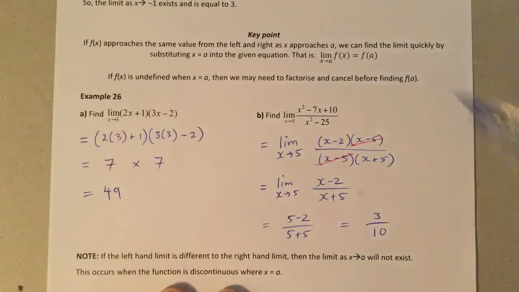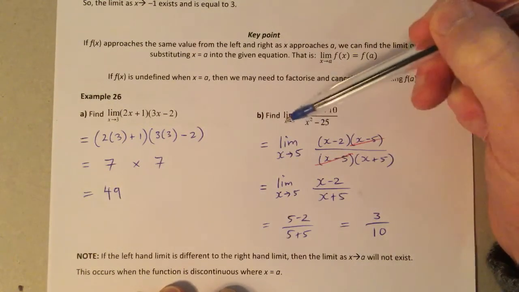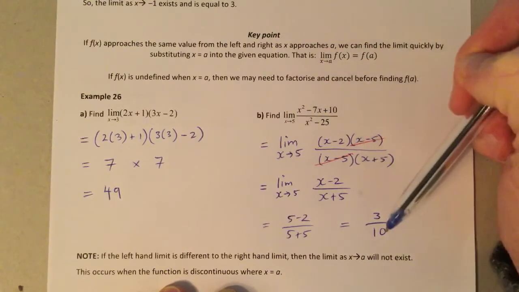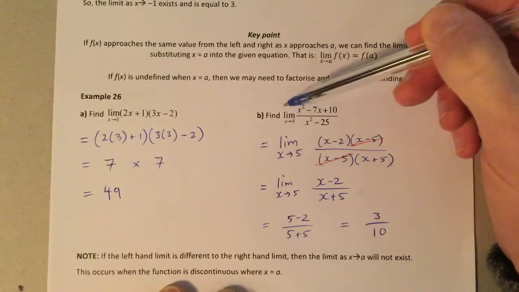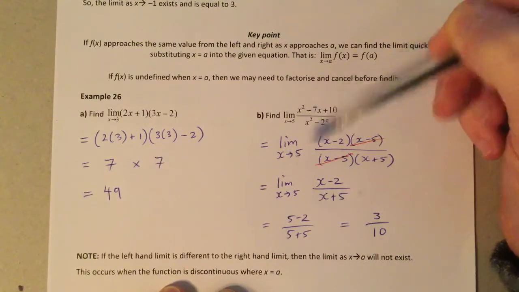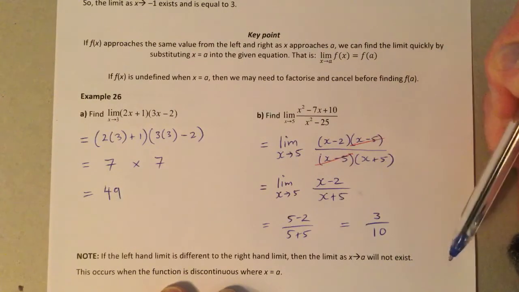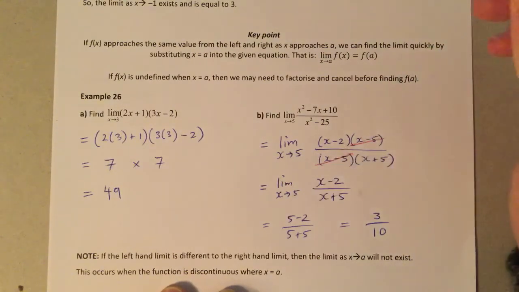Right. So this function was not defined for x equals 5. So we couldn't just say when x equals 5, y equals 3 over 10. But what we can say is that the x values approach 5. As the x values get closer and closer to 5, the y values of this function are getting closer and closer to 3 over 10. Okay, that's what we've established there using the limit notation.